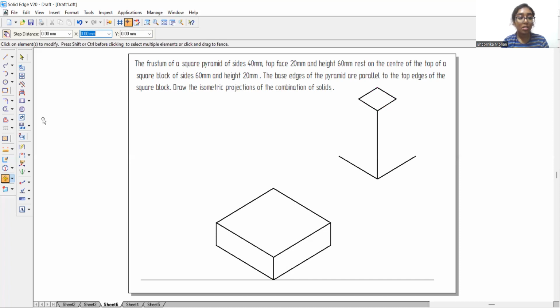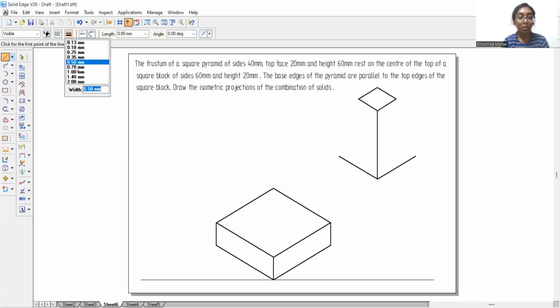Now joining the corners of the frustum of a square pyramid using a line tool of thickness 0.50 mm, we get the required frustum of a square pyramid.